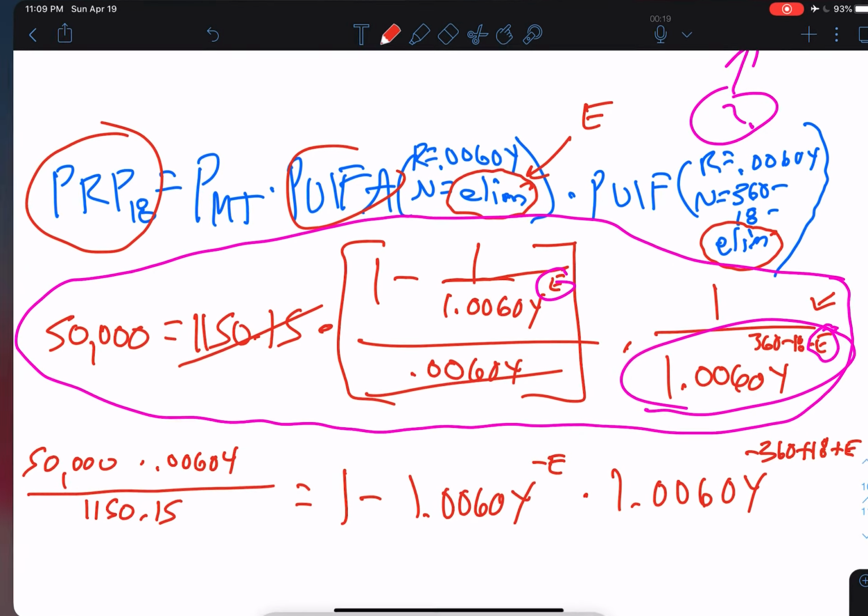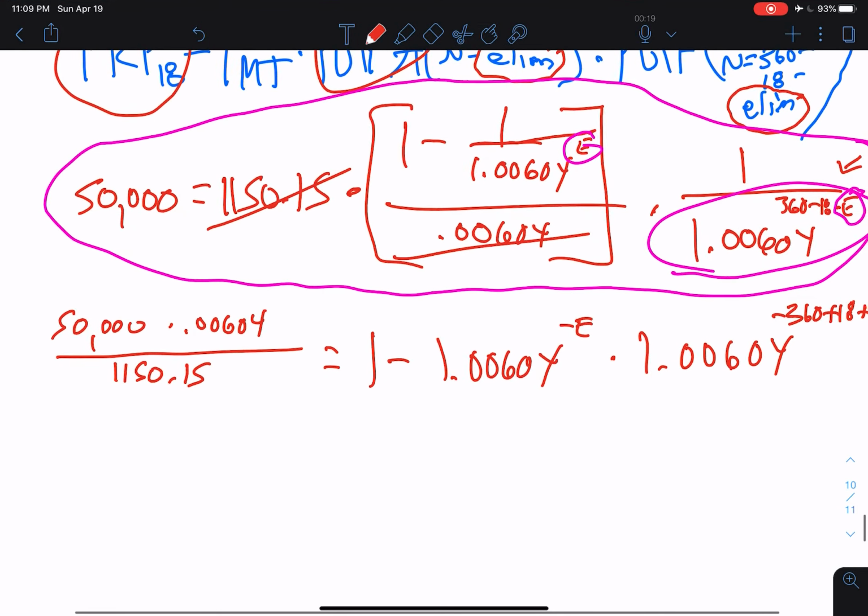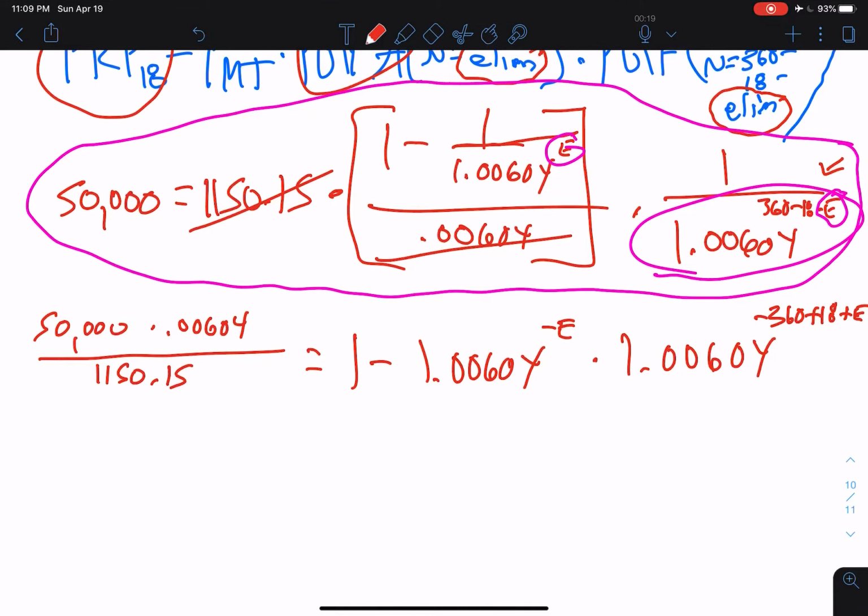Okay, now we just have to solve this for E. Oh, by the way, I forgot to put parentheses. I'll use square brackets around this. Very important to do this. I should not have forgotten that, but I did. Now it's corrected. So it's this term multiplied by this term. So I'll do that. 1 times this is equal to 1.00604.